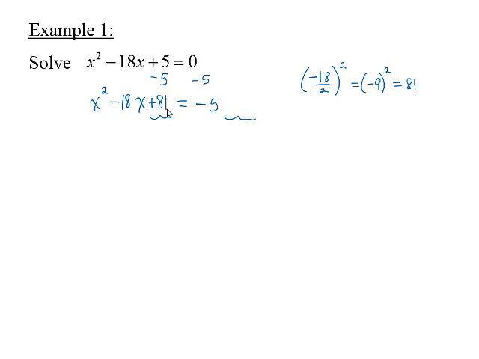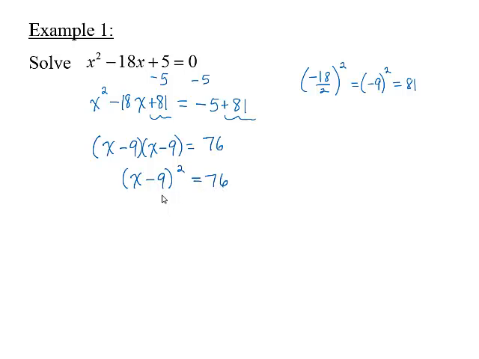We add 81 to each side of the equation. We can do this by the addition property of equality. What we do to one side, we can do to the other. Now, x squared minus 18x plus 81 is a perfect square, and it factors, if you need to write this out, as (x minus 9) times (x minus 9). Negative 5 plus 81 is 76. The equation then is (x minus 9) squared equals 76.